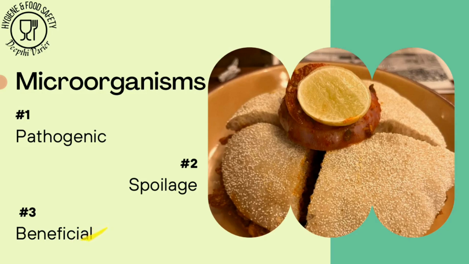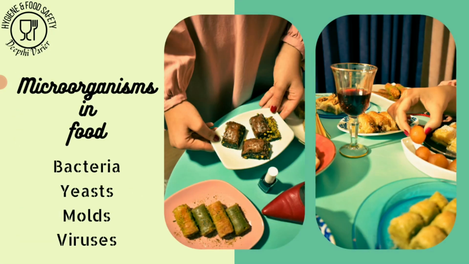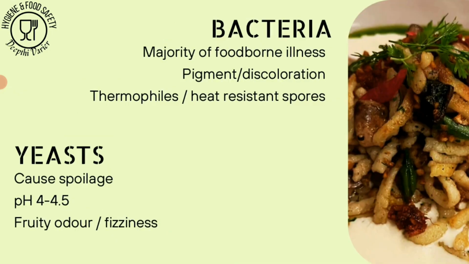The last one is beneficial. So there are a lot of microorganisms which are useful to us in the food industry. We'll be talking in detail about that as well in a different video. So these are the three categories of microorganisms that we have. But which are these microorganisms? So the microorganisms that we commonly find in food or which are associated with infection or with intoxication or with spoilage belong to these four groups. Those are the bacteria, yeasts, molds, and viruses.